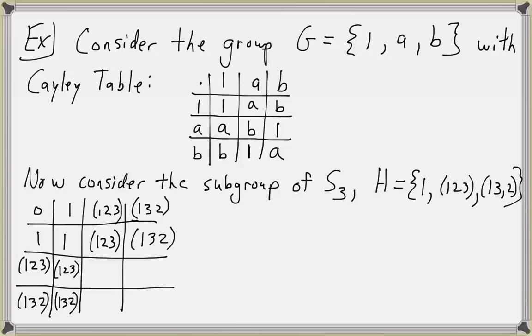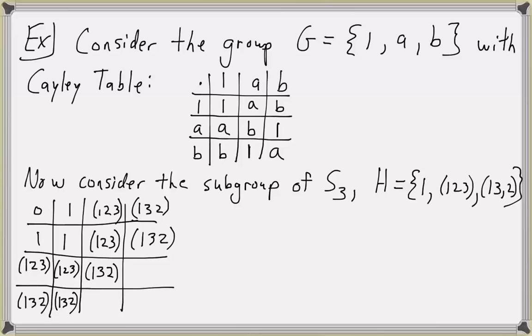So let's compose (1 2 3) with itself. Well, if we consider the permutation (1 2 3) on the top row first, it maps 1 to 2. So 1 gets mapped to 2, and then this permutation on the left sends 2 to 3. So in the composition, 1 gets sent to 3. By the same steps, we see that 3 gets mapped to 1, and 1 gets mapped to 2 under the composition, so 3 gets sent to 2. So the composition of (1 2 3) and (1 2 3) is the permutation (1 3 2).